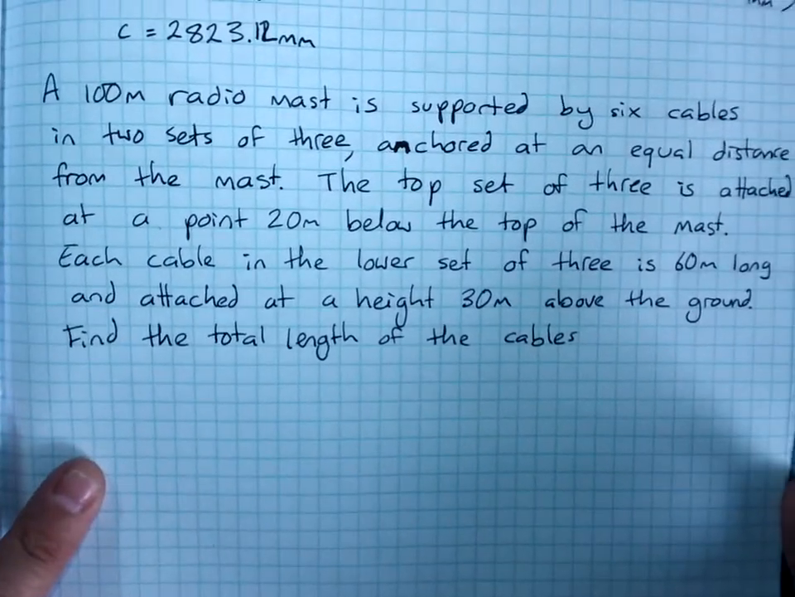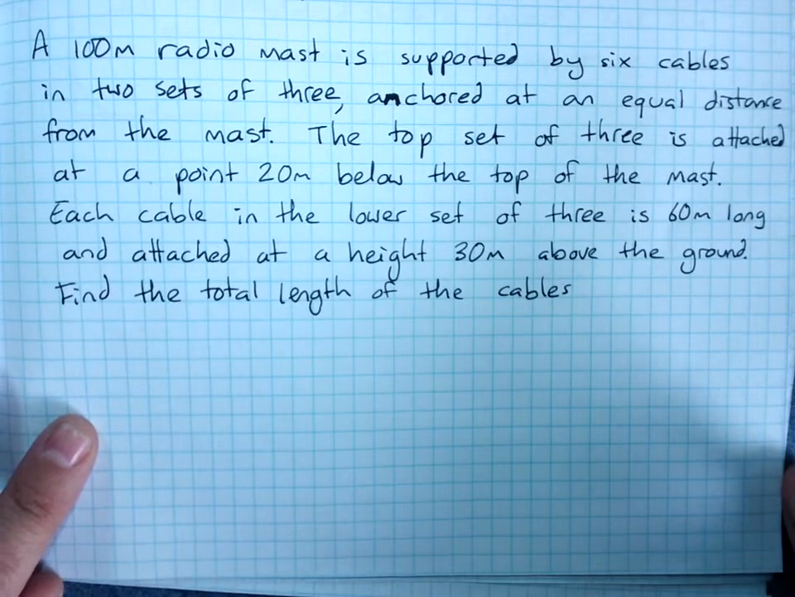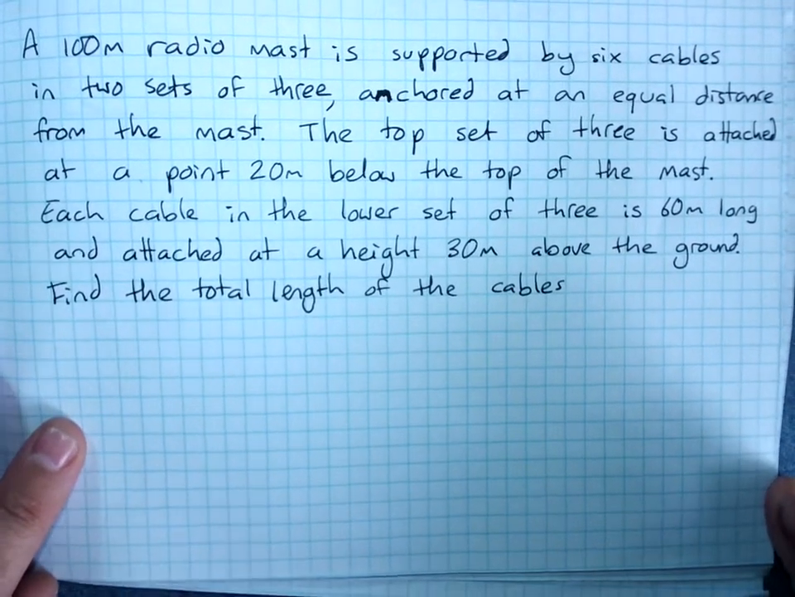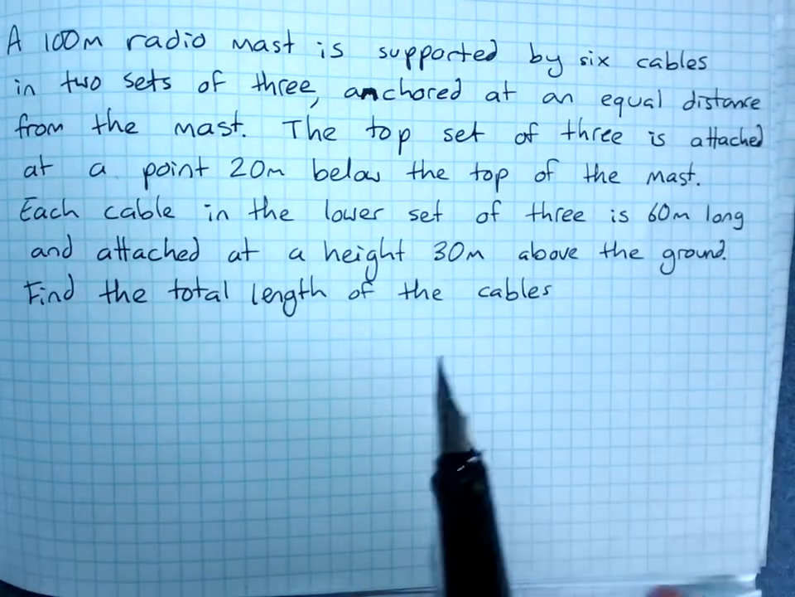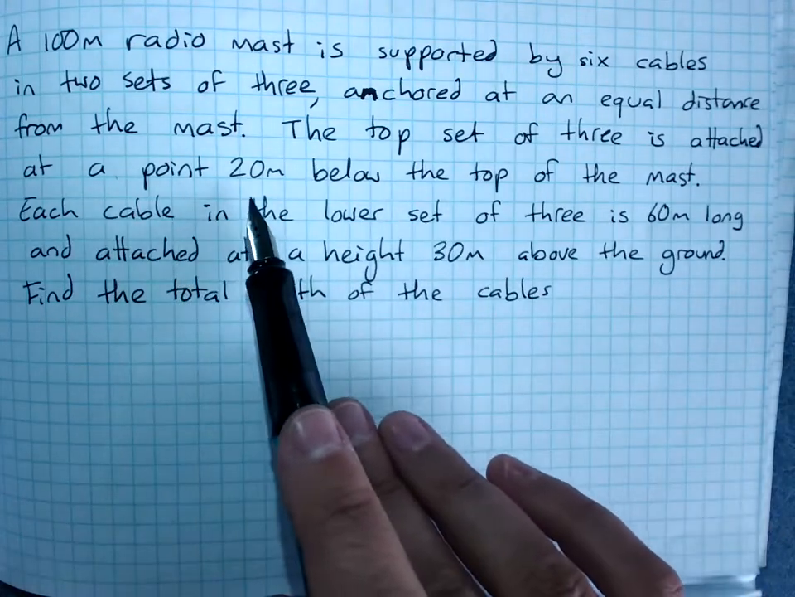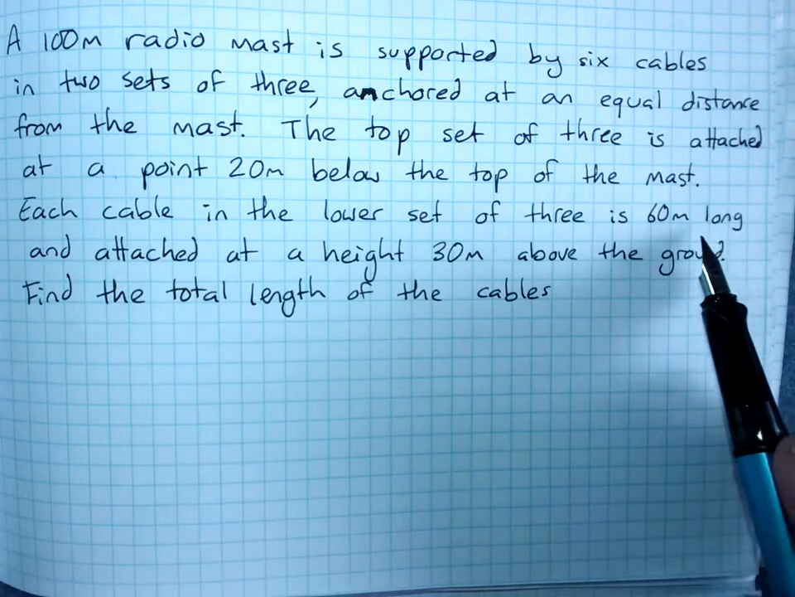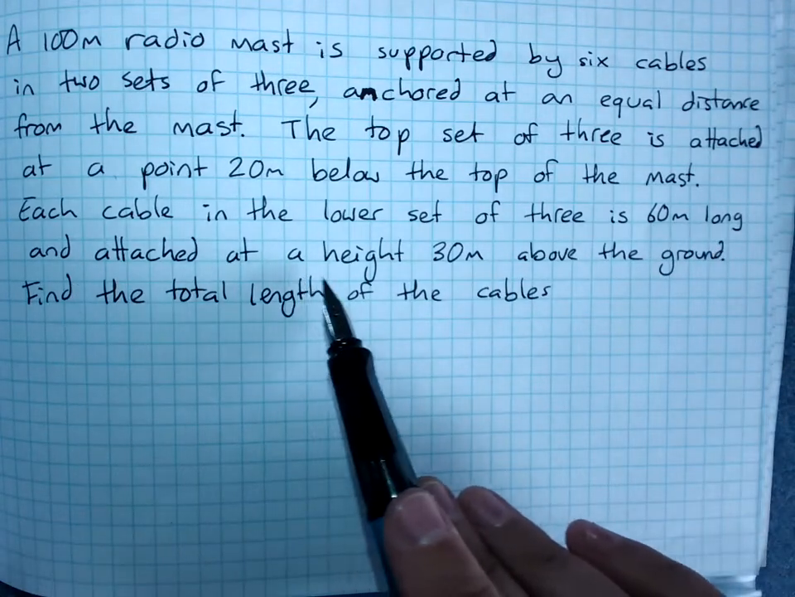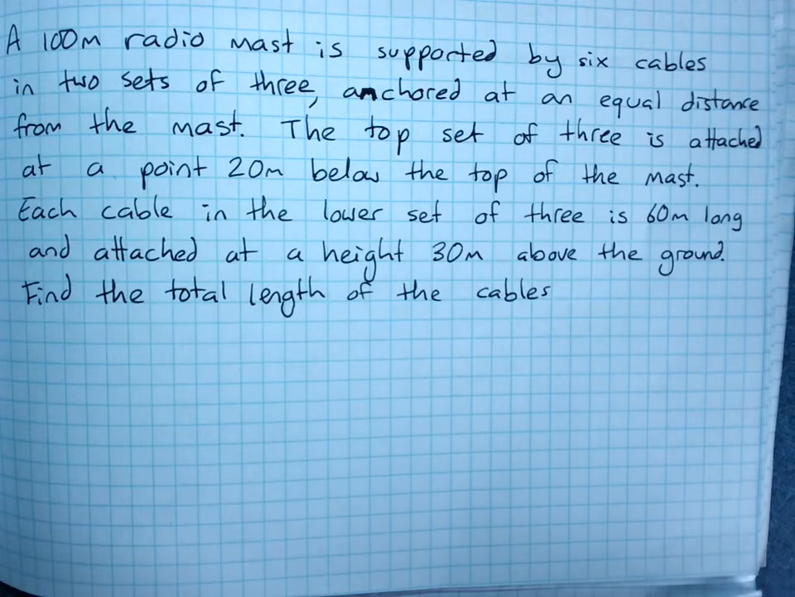A 100-meter radio mast is supported by 6 cables in 2 sets of 3, anchored at an equal distance from the mast. It may help you to look at the diagram in the textbook on this one. It's question 7. The top set of 3 is attached at a point 20 meters below the top of the mast. Each cable in the lower set of 3 is 60 meters long and attached at a height 30 meters above the ground. Find the total length of the cables.